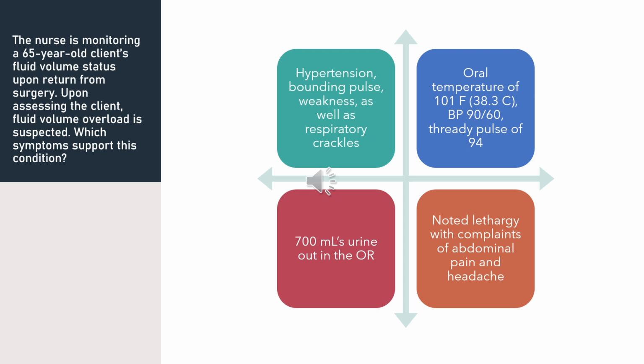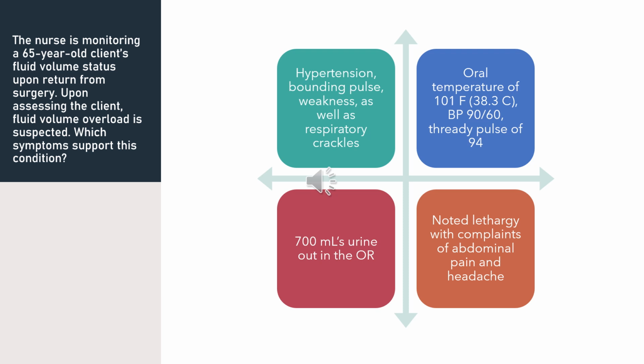Okay, so this week's question says, the nurse is monitoring a 65-year-old client's fluid volume status upon return from surgery. Upon assessing the client, fluid volume overload is suspected. Which symptoms support this condition? So our options are 1. Hypertension, bounding pulse, weakness, as well as respiratory crackles.